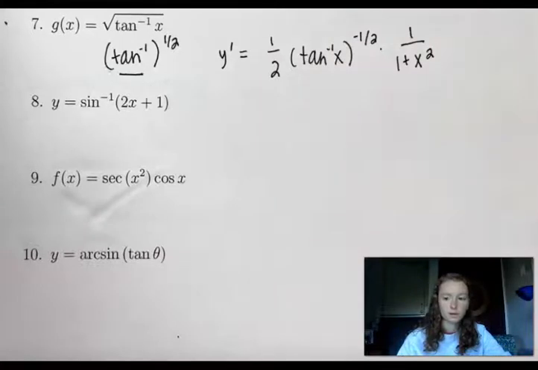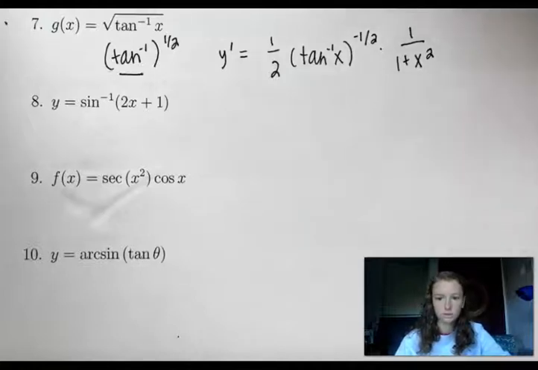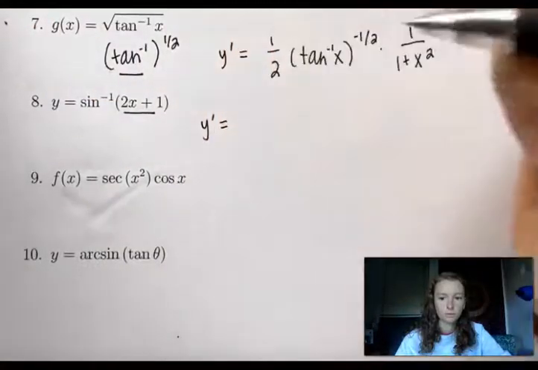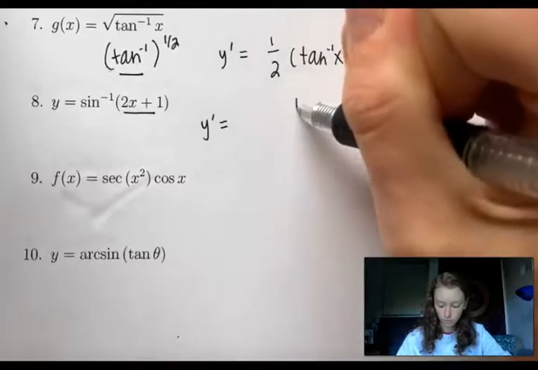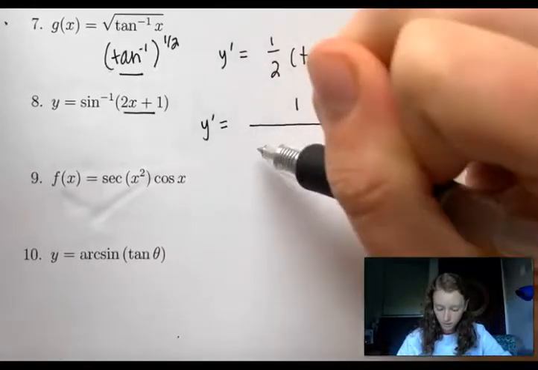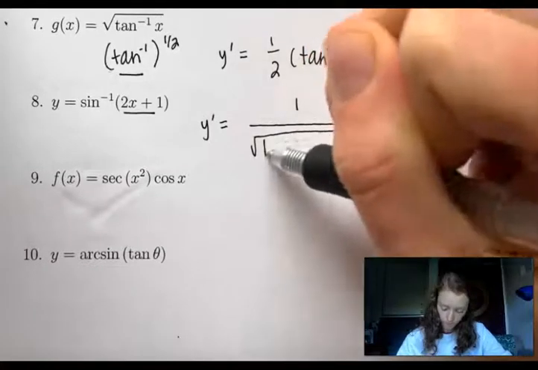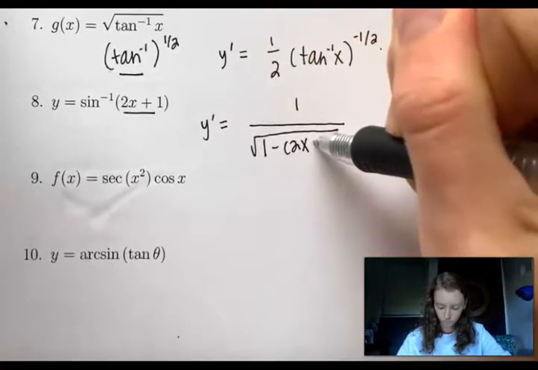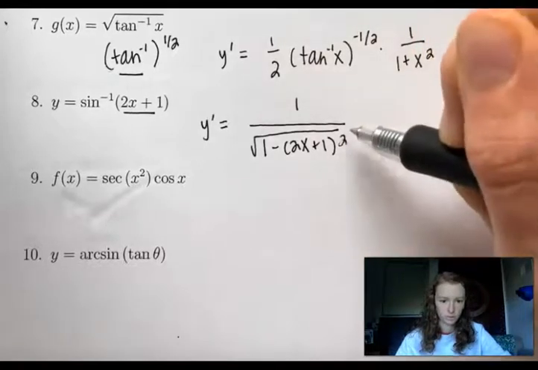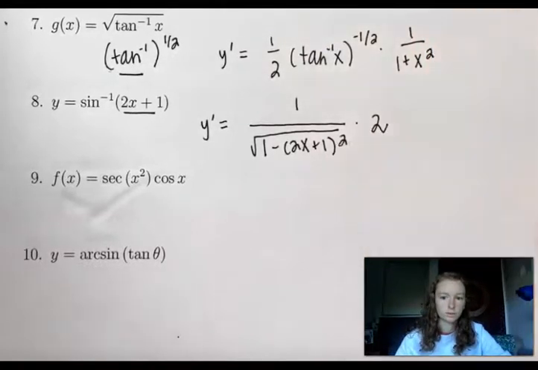Nice. Okay, so number 8. This is the chain rule. You can see because we have the inside function of 2x plus 1. So first we're just going to do the derivative of the outside. So the derivative of inverse sine is 1 over root 1 minus x squared. And our x here is 2x plus 1. So then we'll do the derivative of 2x plus 1, which is 2. That's all you have to do.